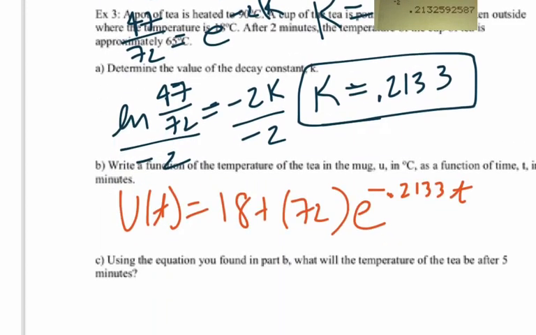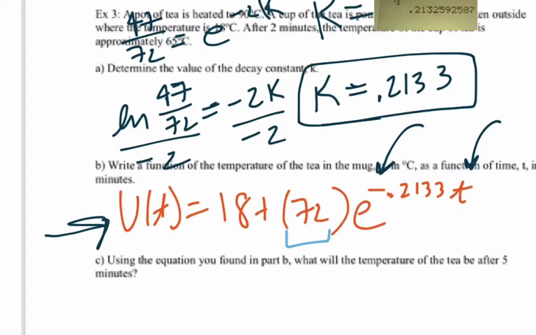So the negative itself is built into the formula. You want to make sure that we have that in the formula. The lowercase t is the time, and the U of t is the temperature that it's going to spit out. Now, you're welcome to leave this part as 90 minus 18 if you wanted to, but you can also just simplify it to be 72.